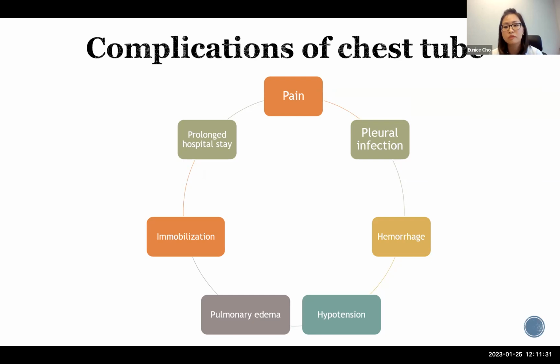But chest tube insertion definitely should be considered in patients presenting with a secondary pneumothorax, because they have very low cardiopulmonary reserve. So they may need help with re-expanding their lungs with the aid of the chest tube.